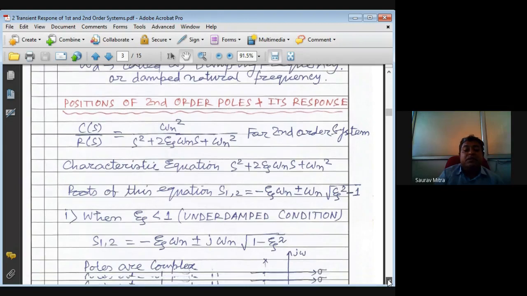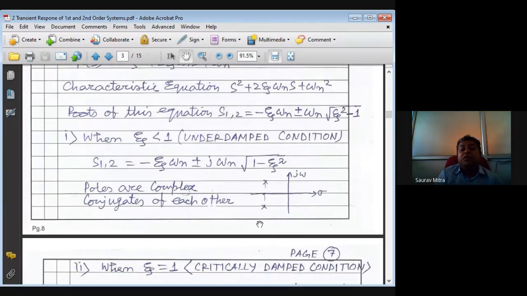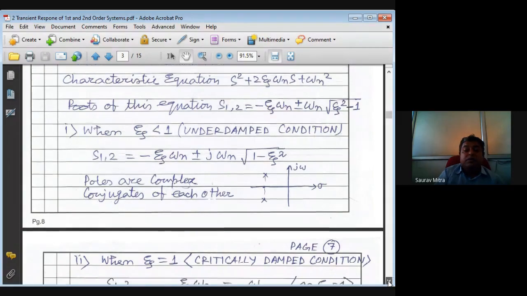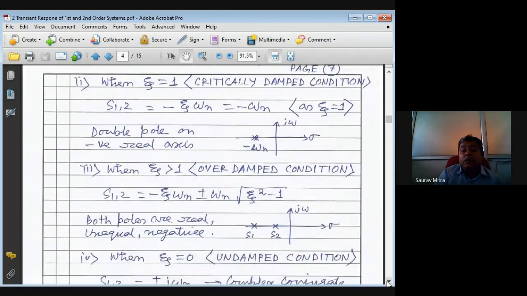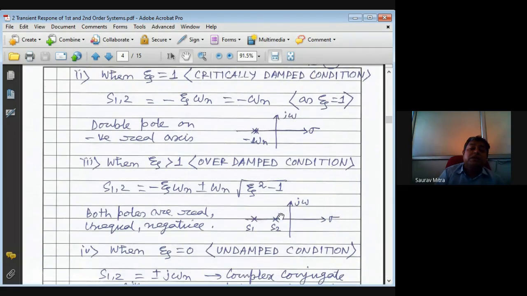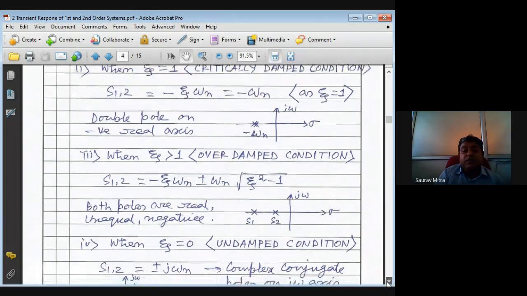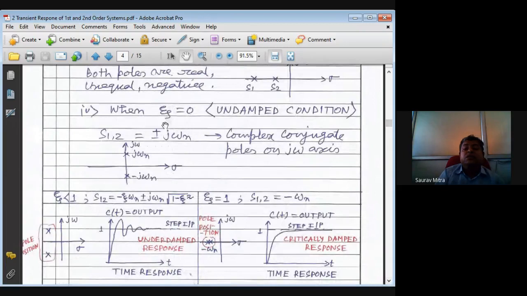Whenever you are substituting a zeta value in between 0 and 1, you will find two complex poles. Whenever you are substituting zeta equal to 1, you will be finding two real poles at the same position. Whenever substituting zeta greater than 1, you will be finding two real poles but on the left hand side, stable poles. And whenever you are substituting zeta equal to 0, at that time you will be finding the two poles are on the j omega axis.